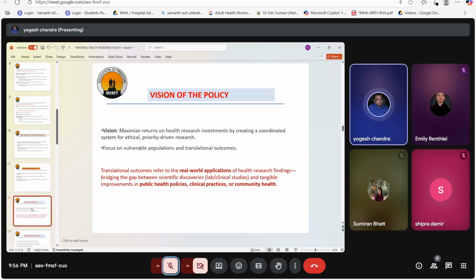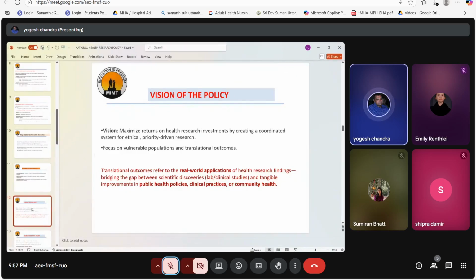What was the vision? Maximize returns on health research investments by creating a coordinated system for ethical and priority-driven research. It is not that you pick up anything and start researching. You have to identify your problems, prioritize your problems, and then allocate your resources, your technology and everything to solve those issues. Okay, second important vision, which is always there in public health: you have to focus on the vulnerable population.